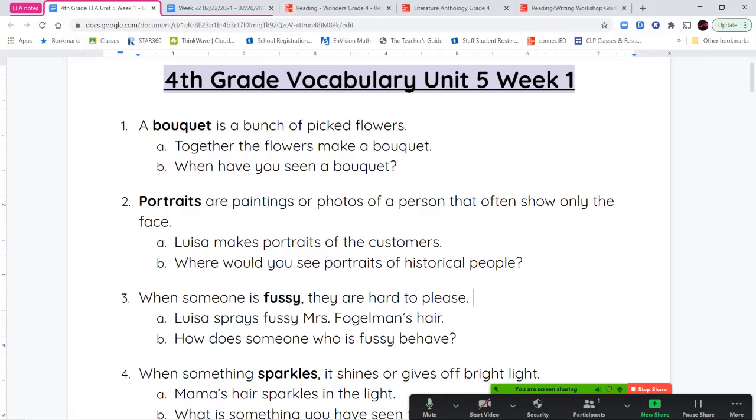Your first word is the word bouquet. A bouquet is a bunch of flowers that you picked and put together. So you can give someone a bouquet of roses, or a bouquet of daisies, or a bouquet of mixed flowers.